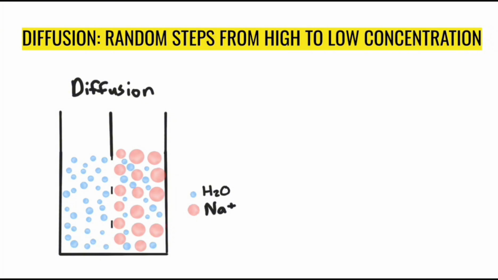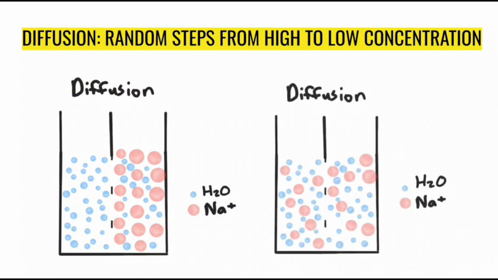In diffusion, we need to have a difference in the concentration of something. So for example, in our diagram here, we have sodium in water. On one side of the container, there's a lot of sodium. On the other side, there's basically no sodium. So we have a difference in concentration for sodium. So what will happen? If we allow enough time, and if sodium is able to move from one side to the other, eventually sodium will move.